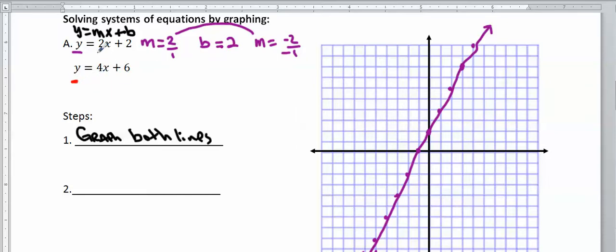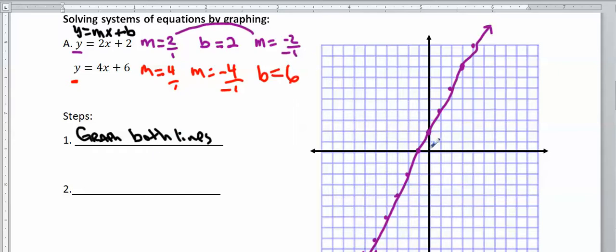Okay, so my slope, m, for this one is 4 over 1. Now keep in mind, I'm going to do the same thing that I did with the first line and do the negative 4 over negative 1 as well. This is the same slope, just one is negative over negative, the other is positive over positive. Means the same thing, right? Okay, and then my y-intercept is 6, b.